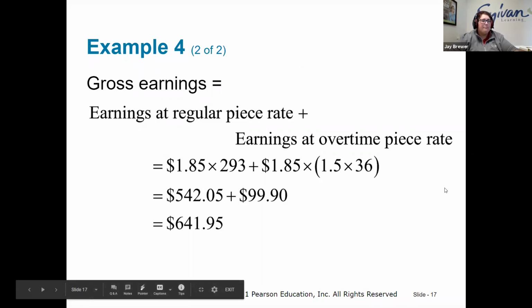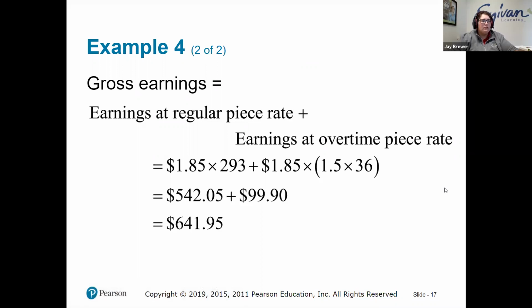All right. Questions on how to do a piece rate? Okay. I'm going to give people who take notes by hand time to write that out.